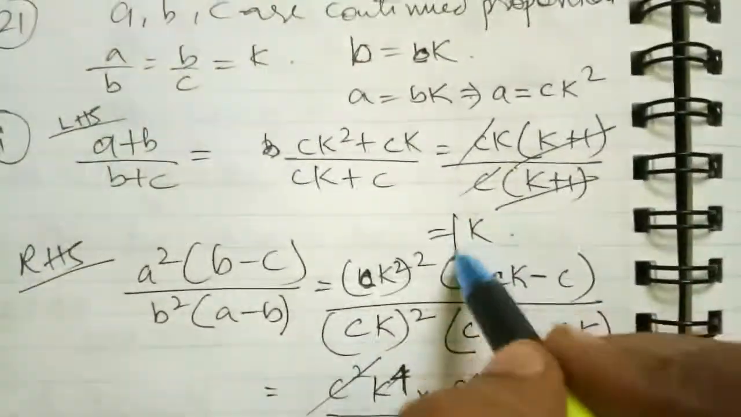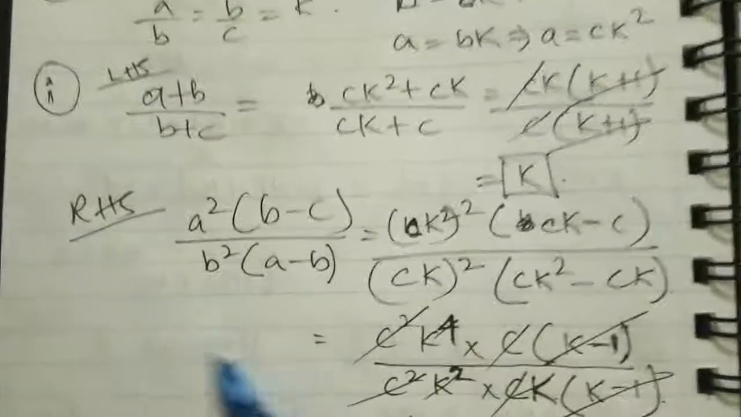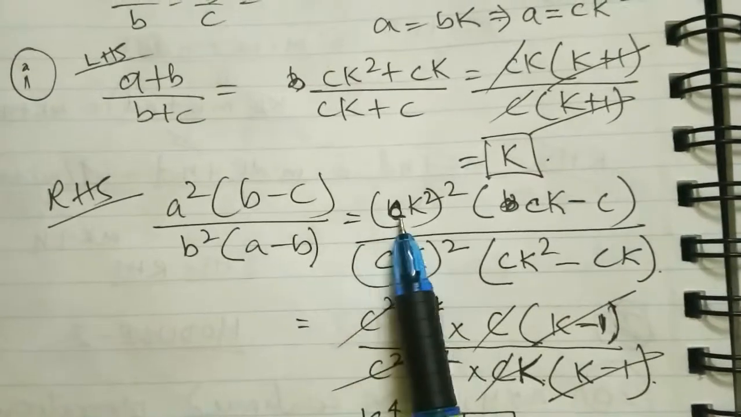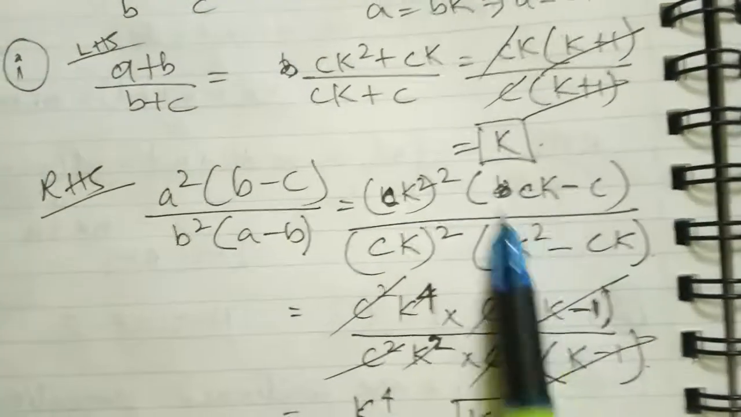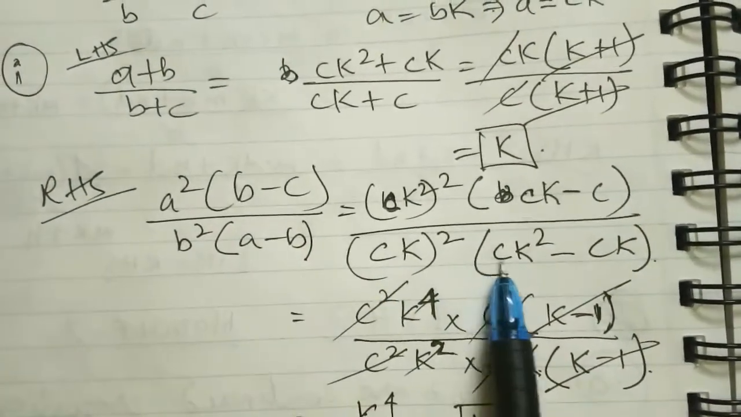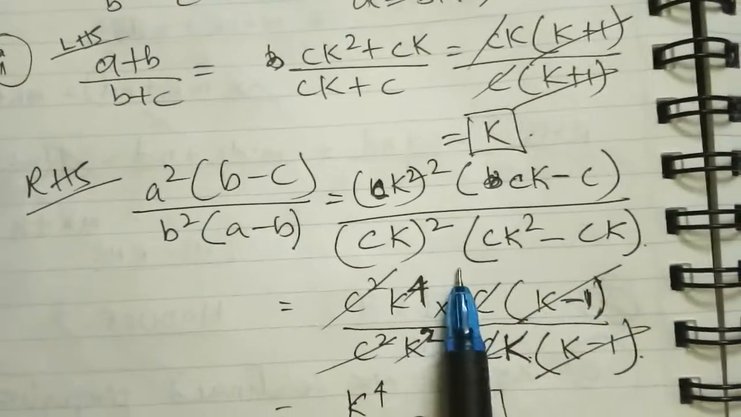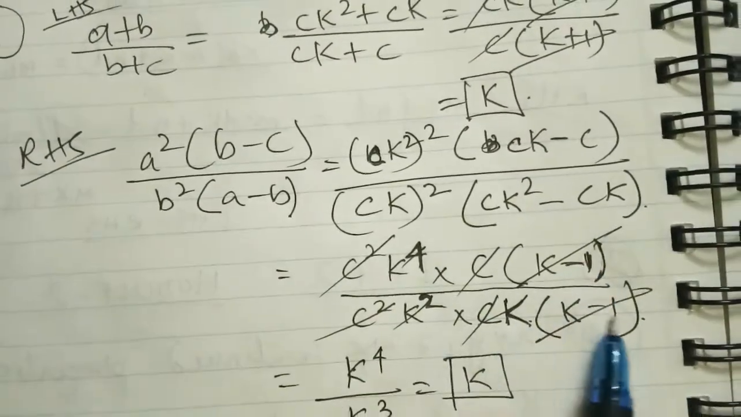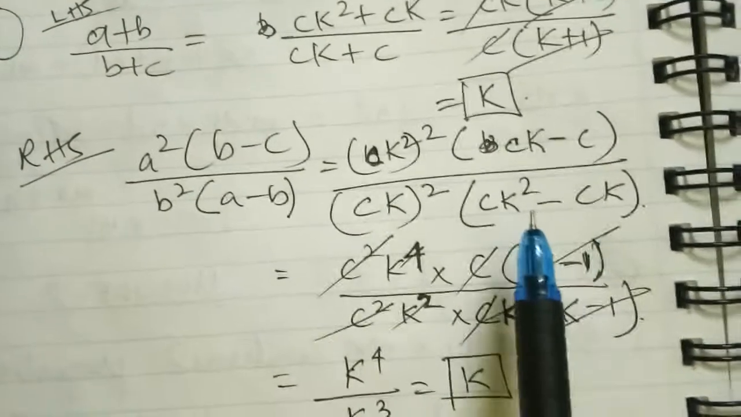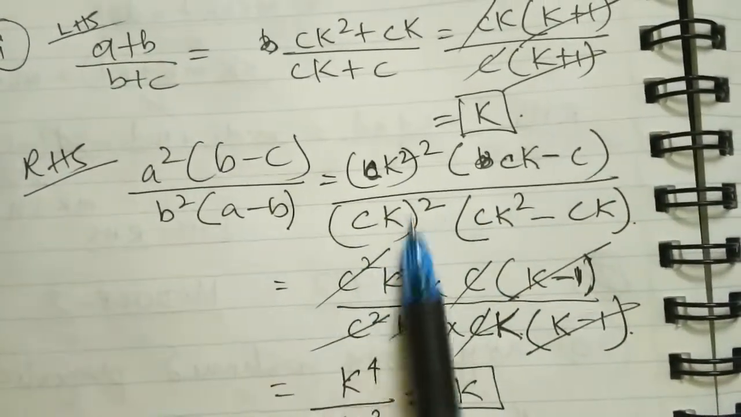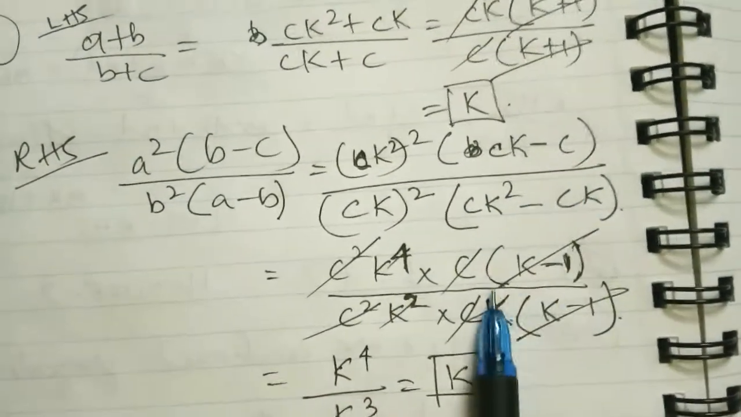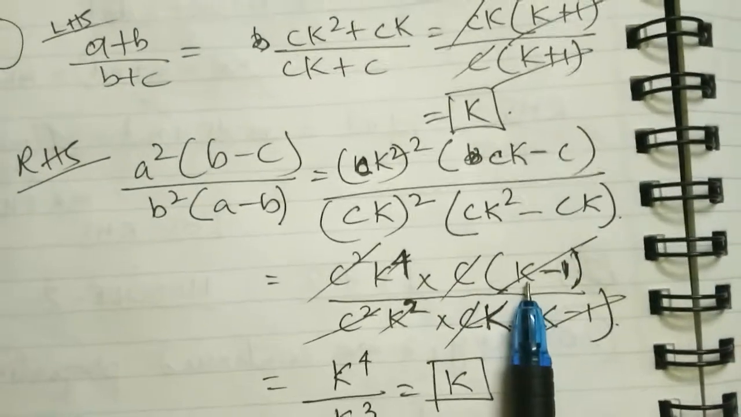Now from here I have written the RHS also: a square in bracket b minus c, and b square in bracket a minus b. That is ck square to the power square in bracket, in place of b ck minus c, and in place of a I have written ck square minus ck. Then I open this bracket, it was c square k to the power 4 and ck minus c. Taking c common, what is remaining is k minus 1.